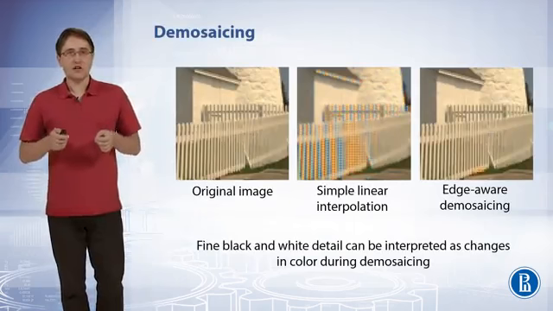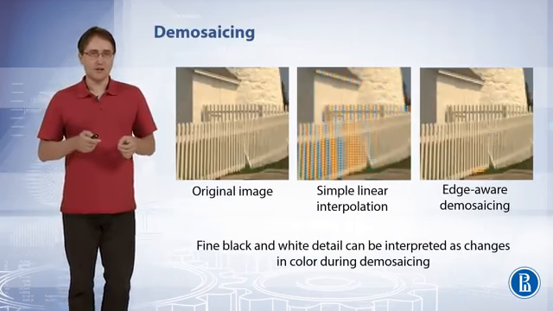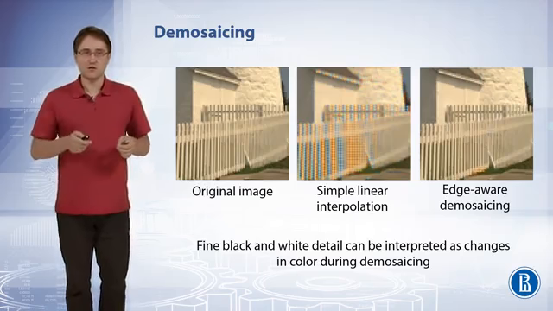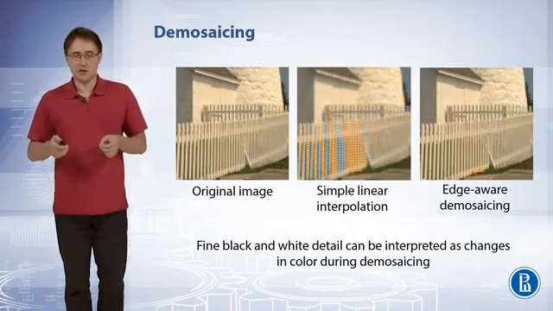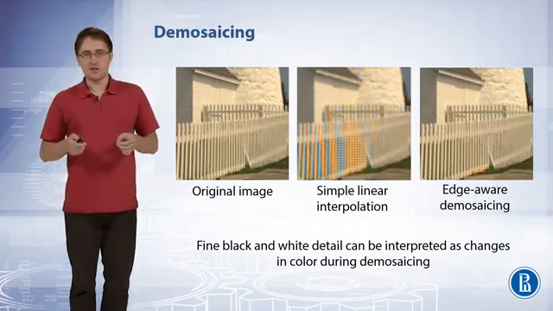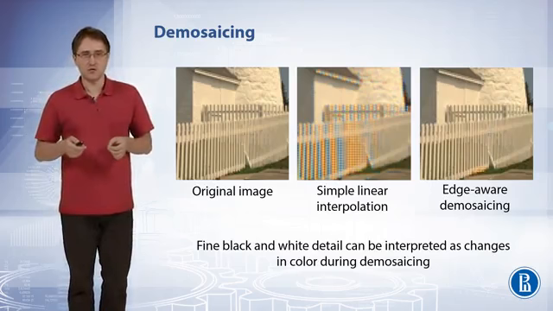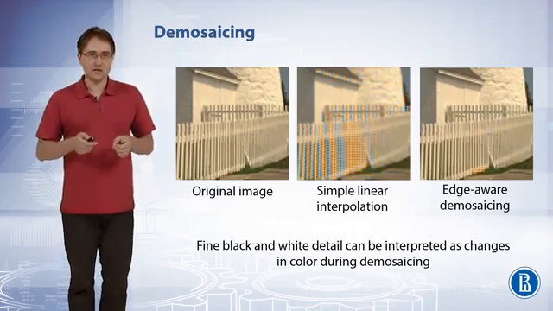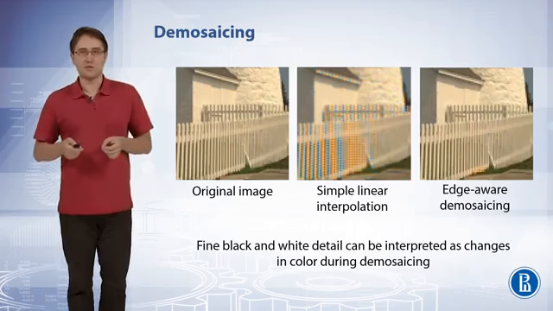Demosaicing can lead to image artifacts, as demonstrated in the slide. For example, fine black and white details can be interpreted as changes in color, not as small details, during demosaicing. And we will receive wrong colors in the image. To solve this problem, specific techniques of demosaicing should be used, and they are actually implemented in most of the modern cameras. So even this simple procedure of taking color images is not very simple.